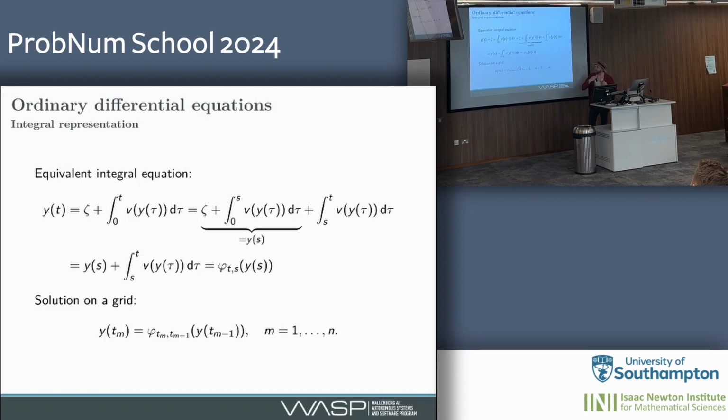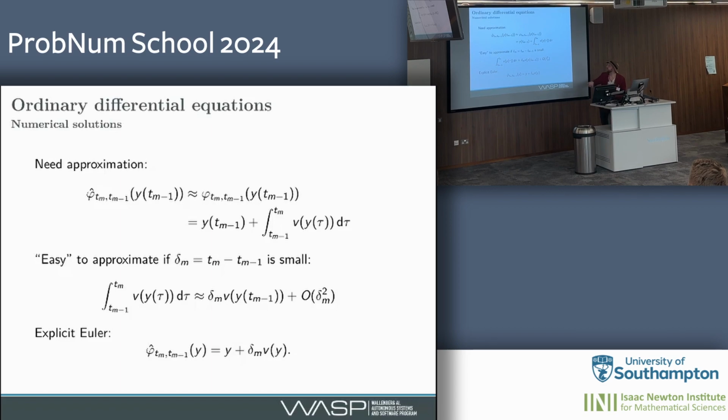Typically, standard integrators are designed by considering some solution grids. We take a collection of grid points t_m, and then we get this recursive structure of the solution. We just evaluate this flow map at the previous point to get the next point. And there's no numerics yet. Typically this flow map is of course intractable, and that's the only thing we need to approximate. Again, that's just saying that we need to approximate this integral.